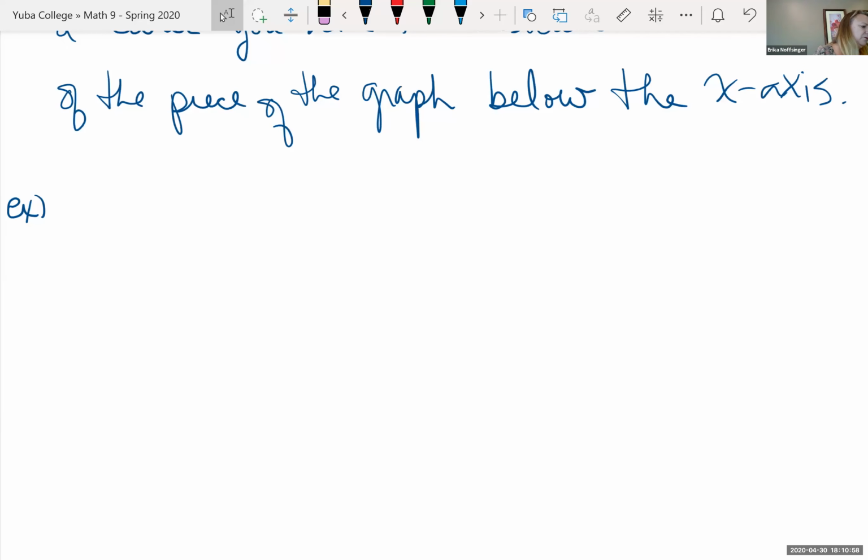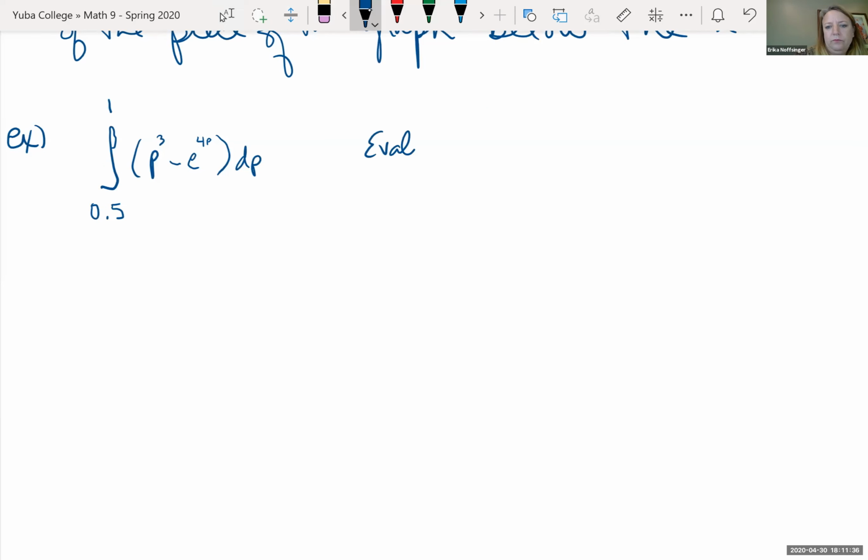So let me pull out some more. So let's look at the following definite integral. What if we were going from 0.5 all the way up to 1? And this is of the function p cubed minus e to the 4p dp. And the directions just say evaluate the following definite integral.